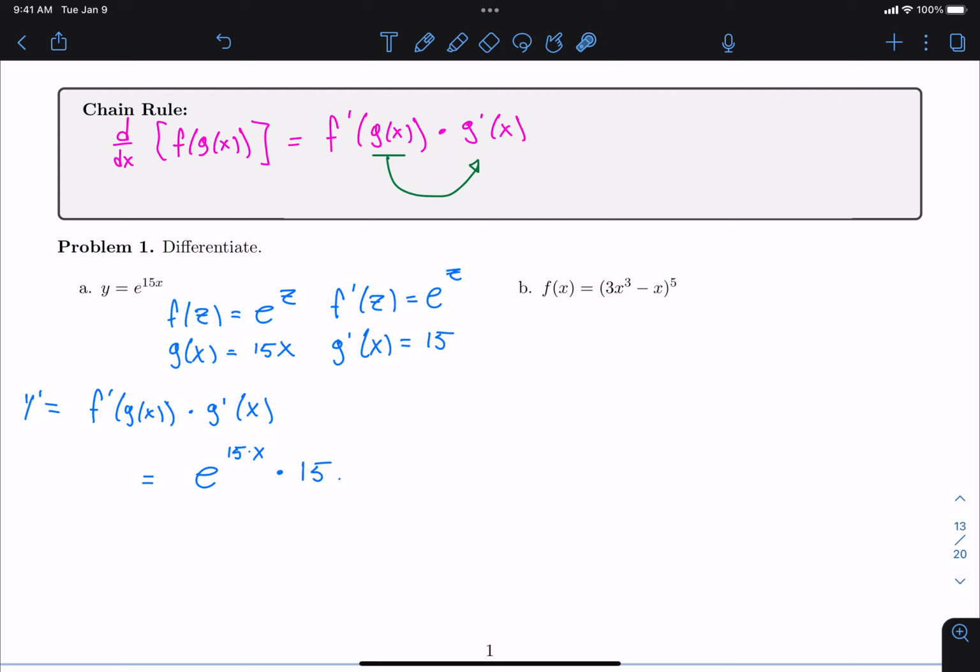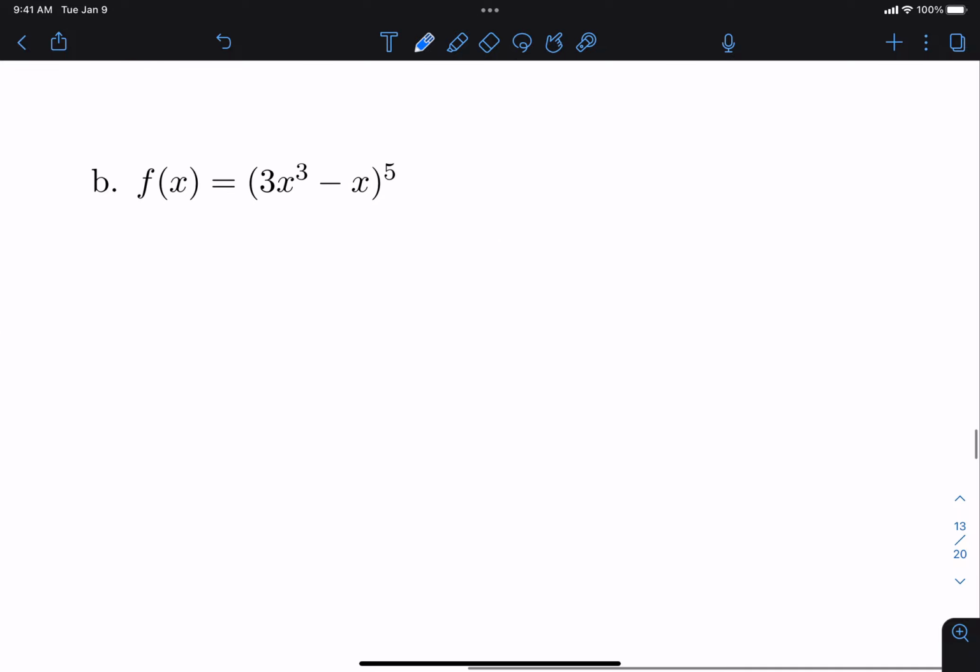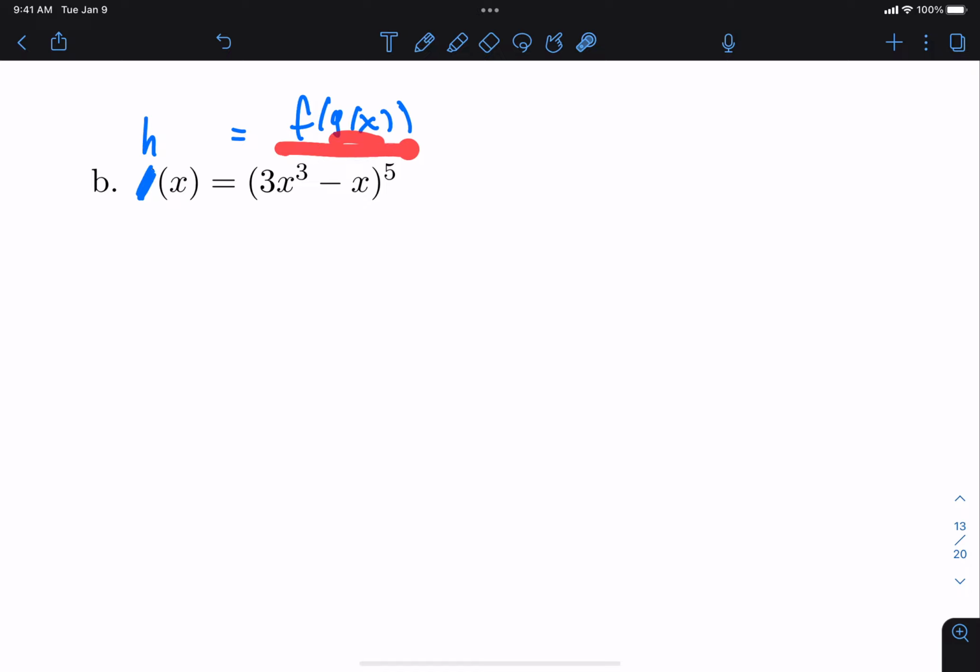All right, I'm going to do like two more examples because I feel like this is the hardest rule to get down. So let's do this one. This is my f of x, and I want to identify the inside and the outside function. Actually, why don't I change this and call this h of x, and I'm going to say h is a composition. It's f of g of x, right? So I need to figure out what's the inside and what's the outside.